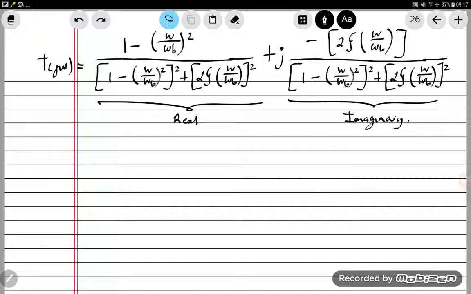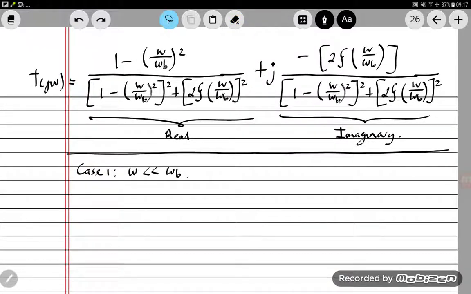So let's consider our first case. Let's draw a line. So case 1, where omega is much smaller than omega_b. If this is the case, then the ratio omega over omega_b is very small, to the point where we can say that it's approximately equal to 0.